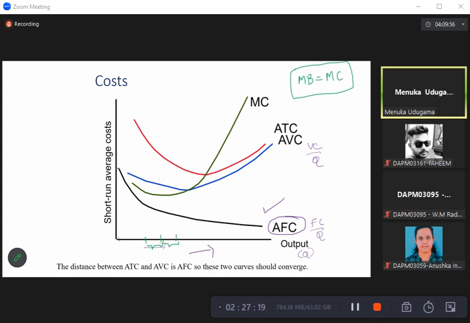Now, in other words, marginal benefit is the additional benefit that you get by selling one extra unit of output.